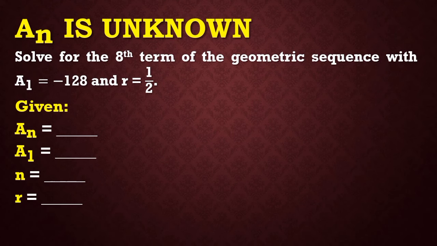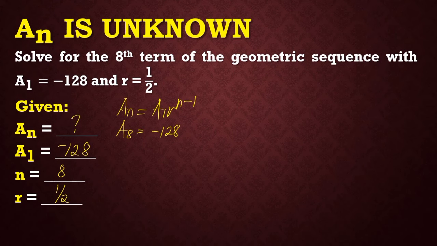So, a sub n, that is the unknown. And then, a sub 1, that is negative 128. And then, n is 8. 8 po kasi since we're looking for the 8th term. And then, our common ratio is 1 half. Then applying the formula, so a sub 8, and then the first term is negative 128.